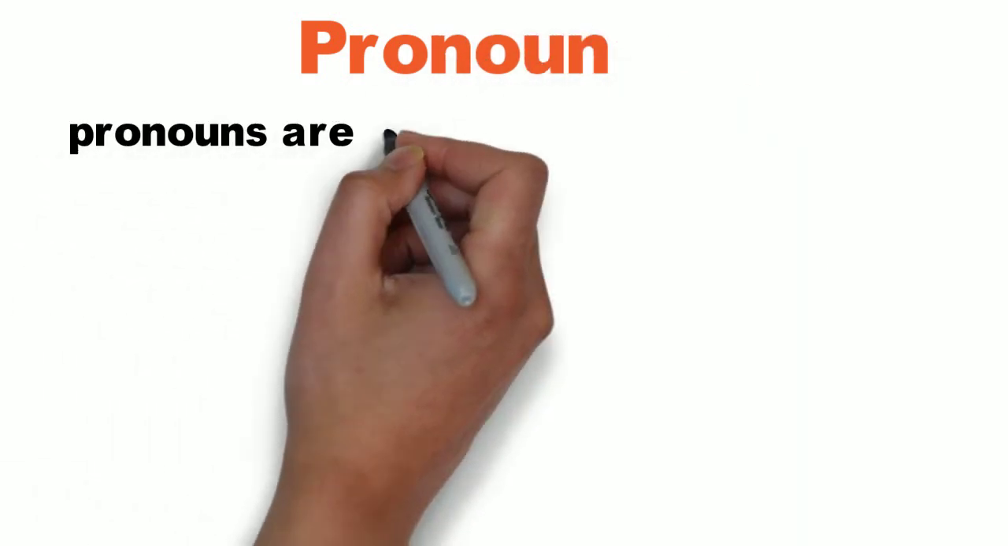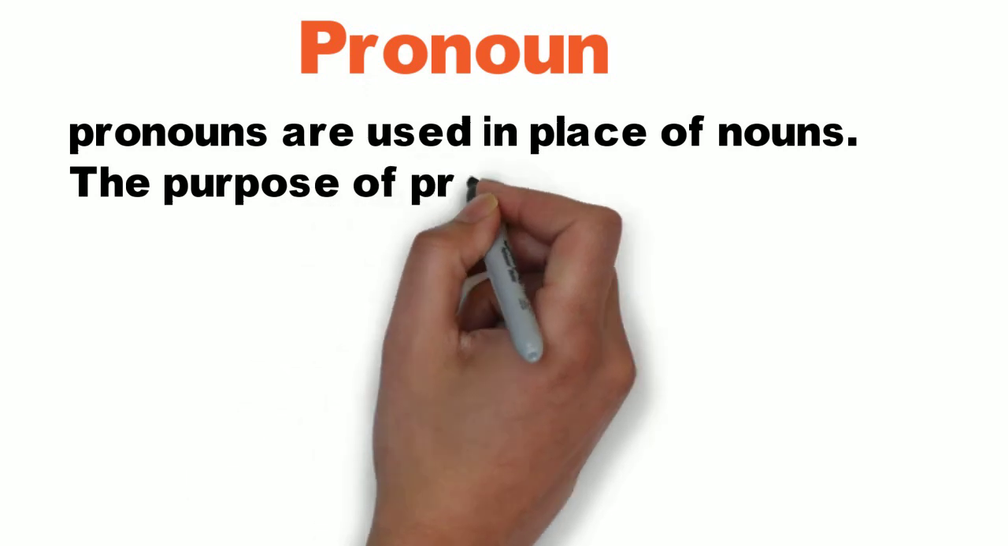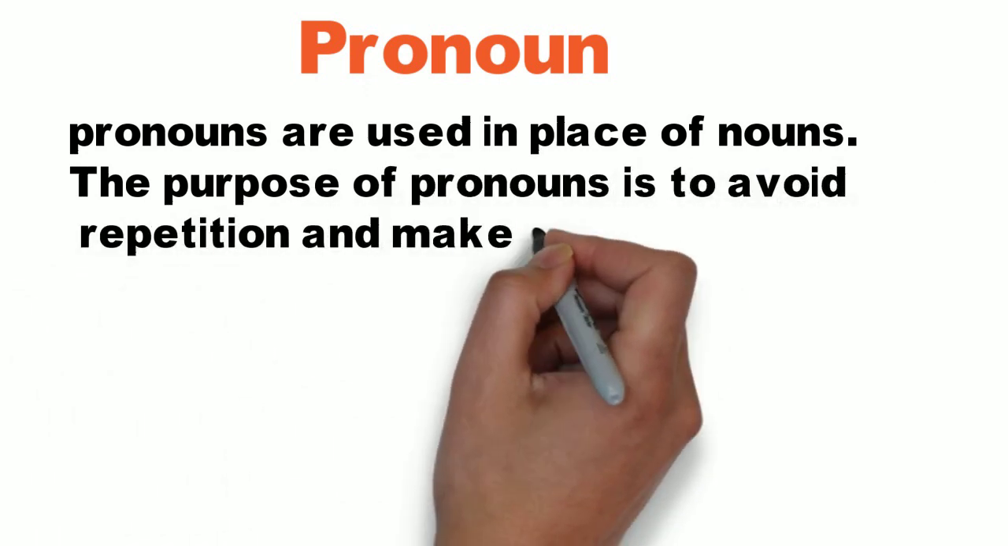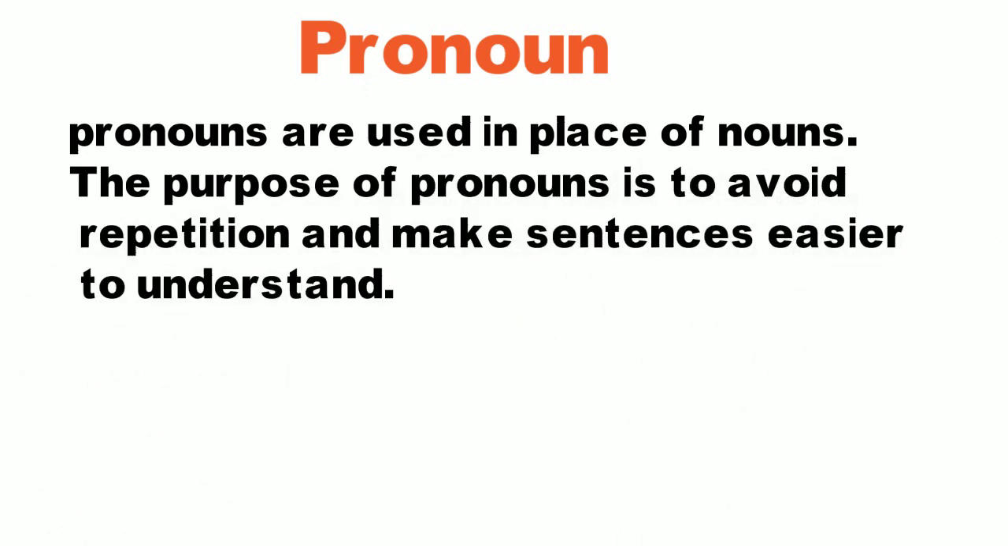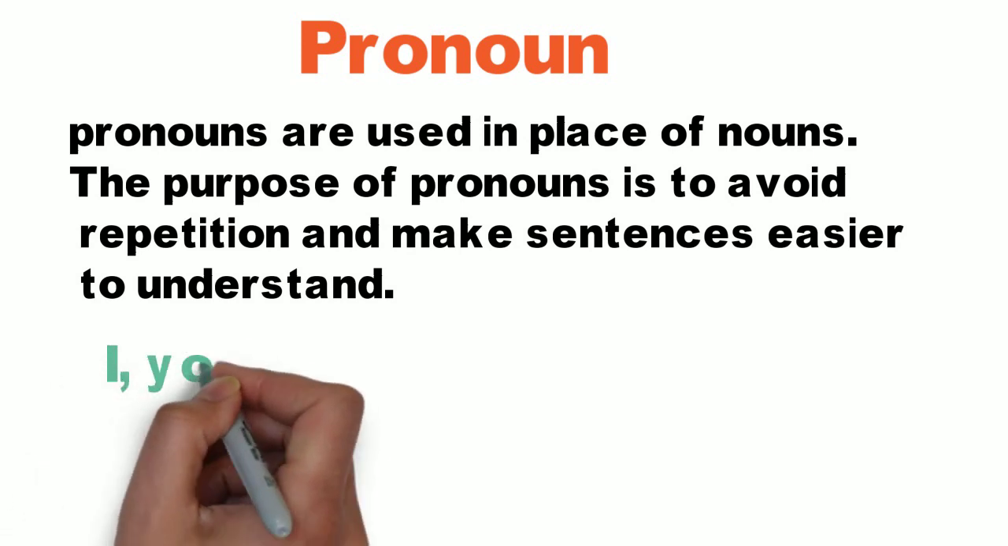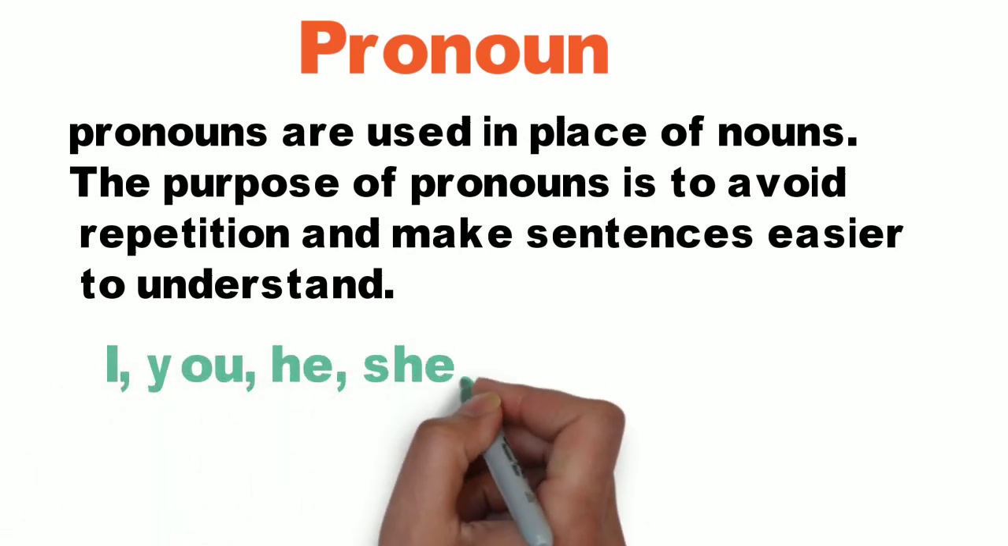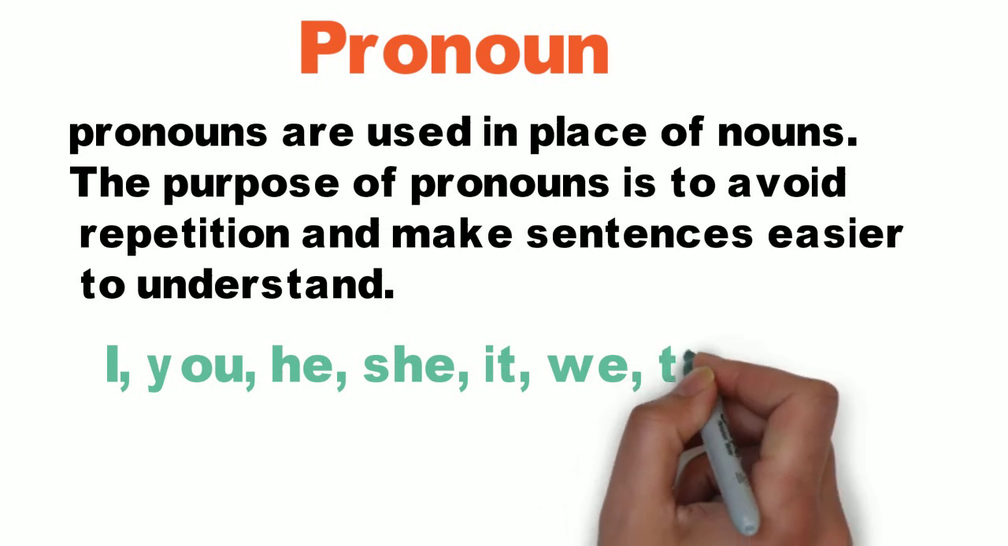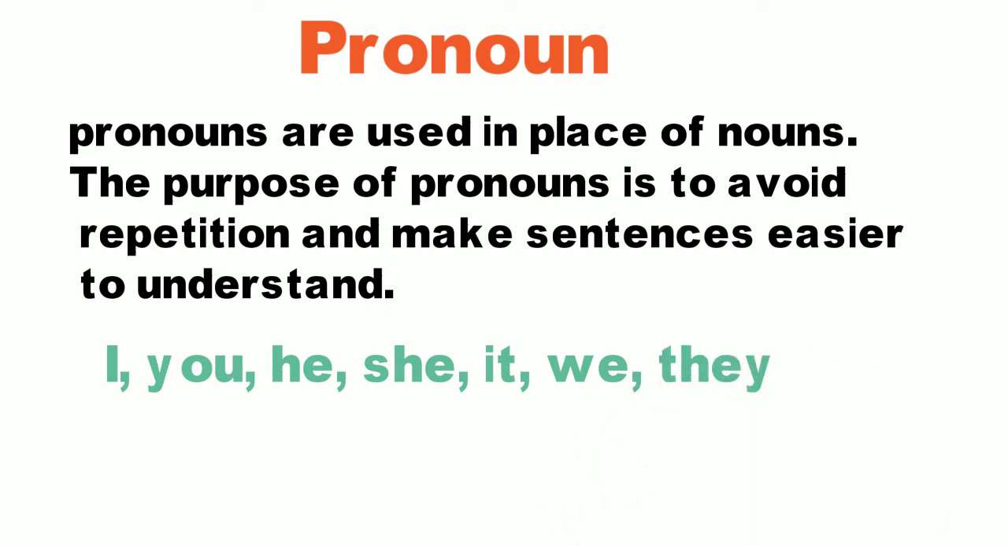Pronouns are used in place of nouns. The purpose of a pronoun is to avoid repetition and make sentences easier to understand. These are examples of pronouns: I, you, he, she, it, we, they. These are all used to replace a noun.